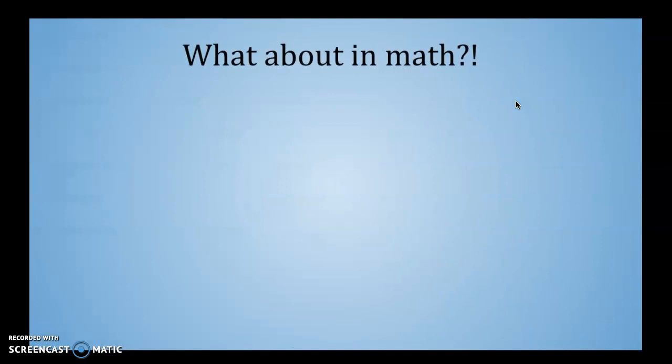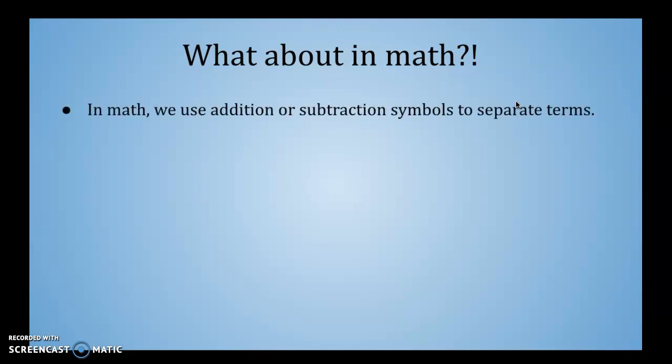And so, what does that look like in math? How do we make our number sentences or our terms more efficient and shorter? So, first of all, in math, in order to know how to count your terms, we use addition or subtraction to separate them. Remember at the beginning we were talking about in sentences, we use spaces. Well, in math, we actually have an addition or a subtraction, a negative sign, that will help us know when one term ends and a new one begins.